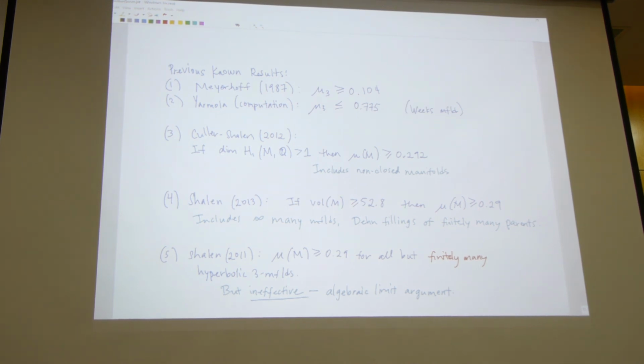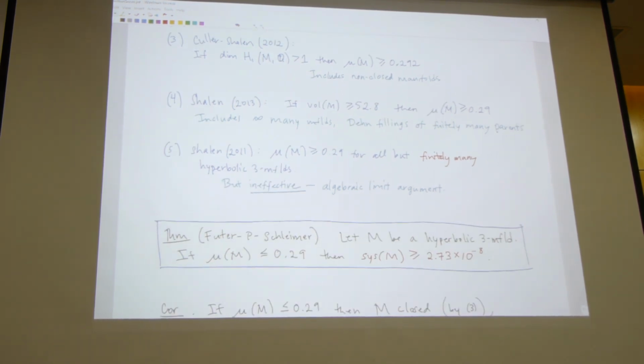Peter Shalen in 2011 actually did show that the Margulis number is at least 0.29 for all but finitely many hyperbolic 3-manifolds. But the way that he showed this was by an algebraic limit argument, and it is not effective, and it cannot be made effective using those particular techniques. Okay, so that is where we are now.